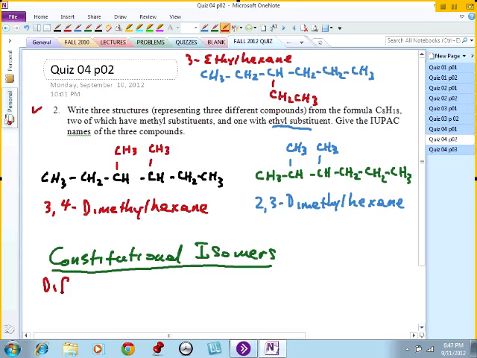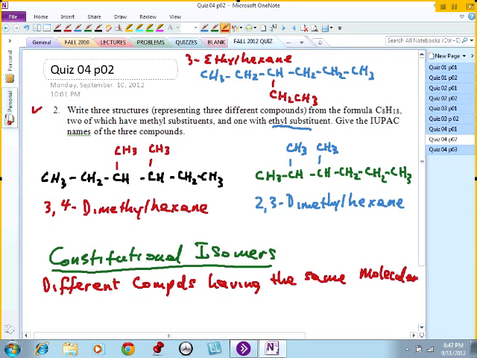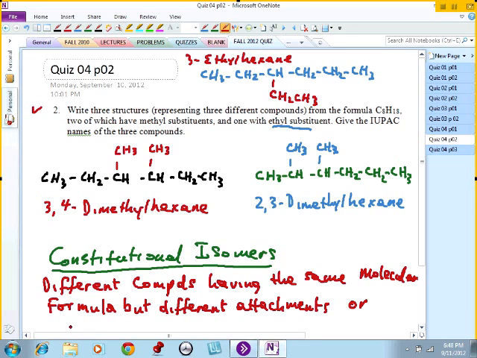Different compounds having the same molecular formula but different attachments, or different arrangements, of the atoms.